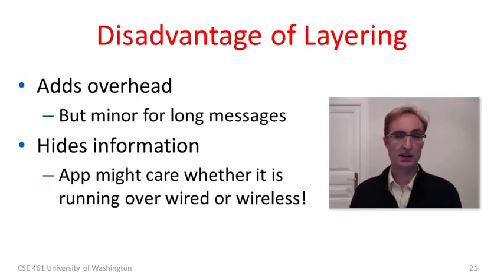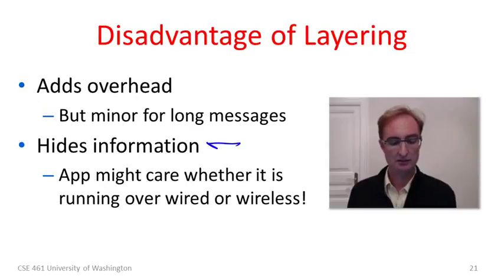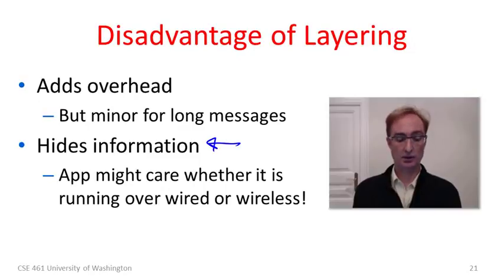The second disadvantage of layering, and I think this is the more important one, is that layering hides information. Now, that's good in the sense that it's hiding things we mostly don't want to know about, but not always. An application, in fact, might care whether it's running over a wired or a wireless network. They're quite different. In terms of wireless, your bandwidth may vary considerably over time, for instance, and errors can be a more significant issue. So an application might actually want to know what's going on at those lower layers. Layering hides this information from us so that there is no way we can really easily find it out because we don't want our code to depend on it.